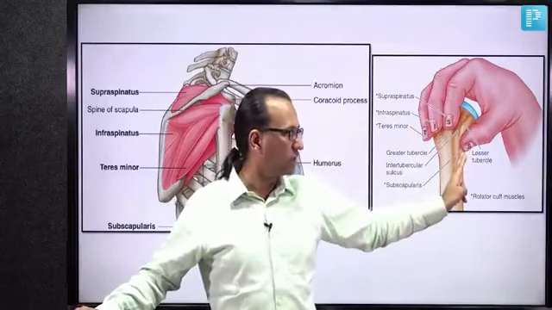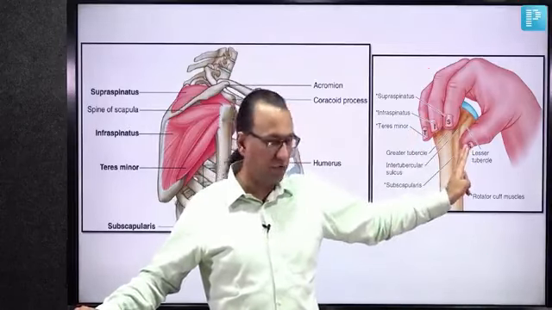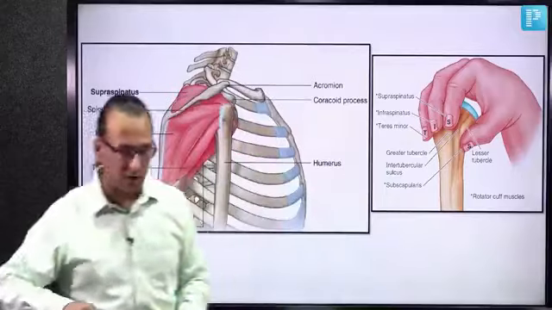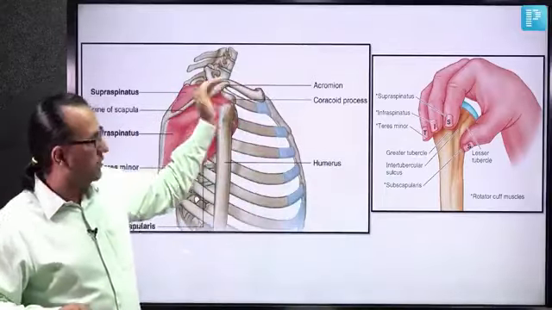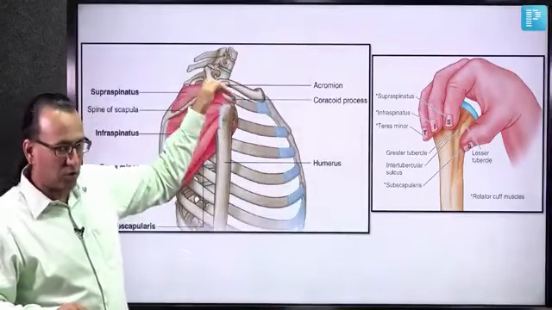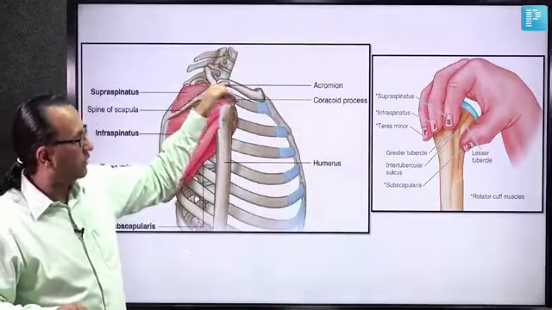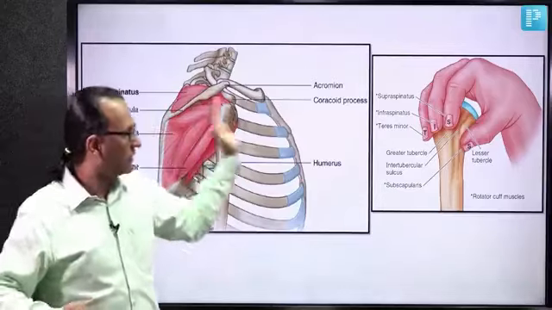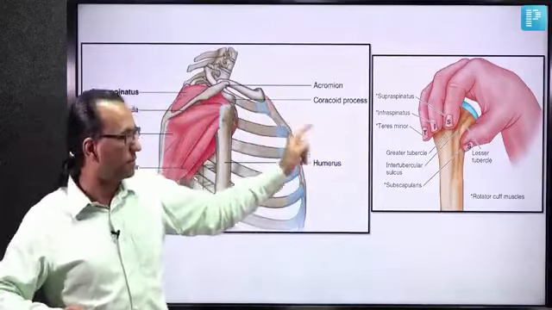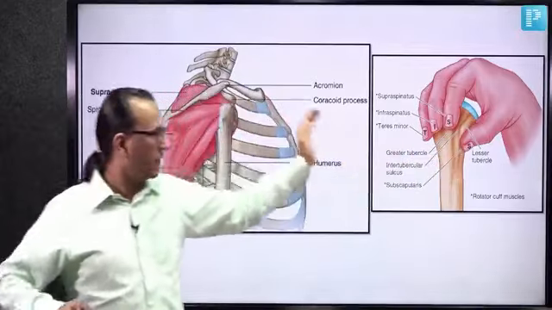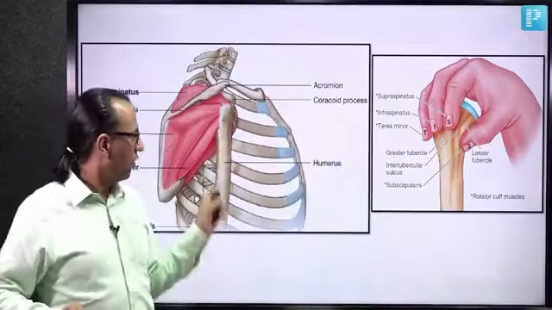Subscapularis is also called the forgotten muscle of the rotator cuff, and when it comes to shoulder dislocation, it is observed that since there is more muscle posterior superiorly, the shoulder joint is more strengthened there. The dislocation of shoulder joint is more seen anterior inferiorly, as it is weak anteriorly. Only one muscle is there, subscapularis, and inferiorly it is deficient altogether.